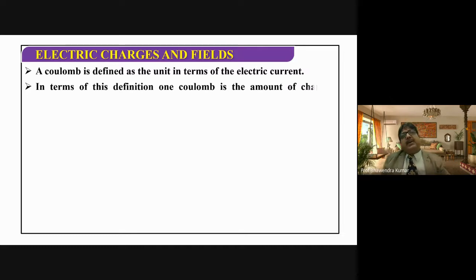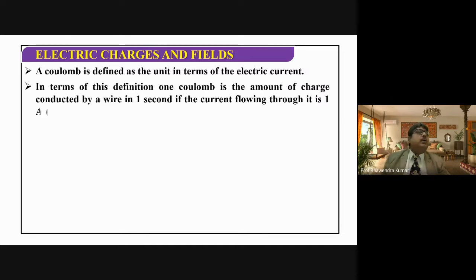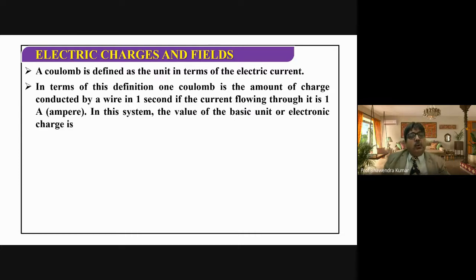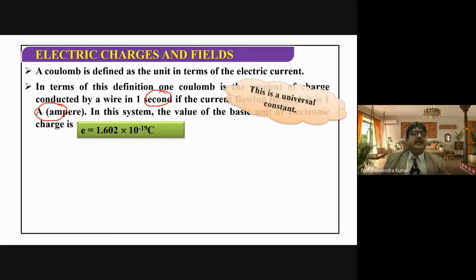Because whenever we are trying to measure the charge, we have to measure it numerically also. The SI unit is called Coulomb, but Coulomb is, as I told, not a fundamental quantity. Current is a fundamental quantity. So in 1 second, if 1 ampere current is flowing through the conductor, then it will conduct an amount of charge equal to 1 coulomb. But the fundamental unit is what? The electronic unit. That is 1.602 into 10 to the power minus 19.